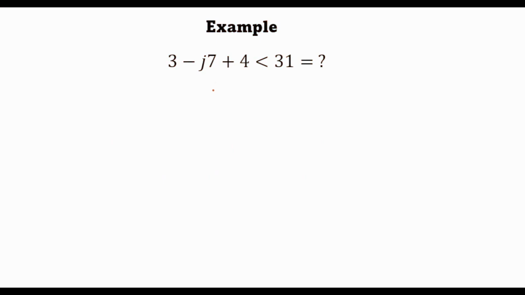Now let's work out an example. We have this equation 3 minus j7 plus 4 angle 31, and we need to find out the final solution. Now seeing this, we immediately recognize that this first part of the equation is given in the Cartesian domain, and this second part 4 angle 31 is given in the polar form. Now we need to make the coordinate system identical in order to perform operations like addition and subtraction.